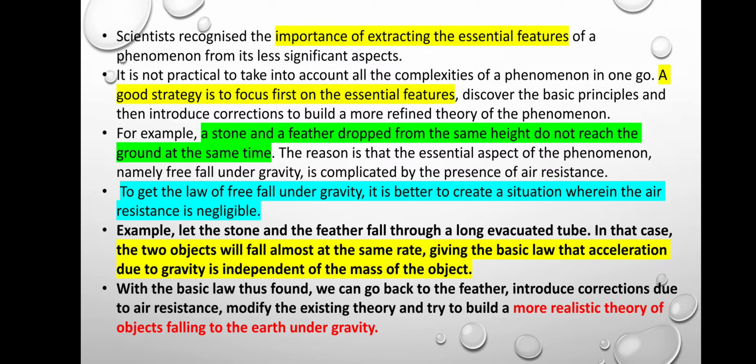So for example, let a stone and a feather fall through a long evacuated tube. In that case, the two objects will fall at almost the same rate, giving the basic law that acceleration due to gravity is independent of the mass of the object. So that is what they mean when they say that whatever is falling, the acceleration is independent. Right? Though the mass is different, the rate of falling of that object is equal.